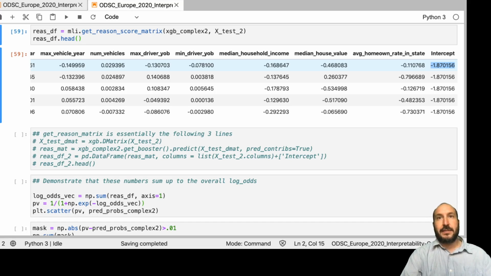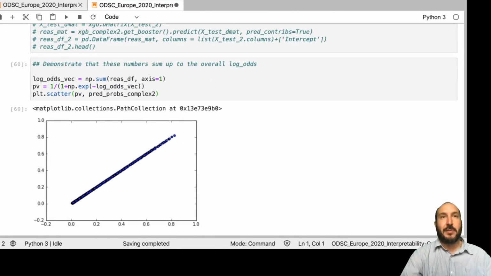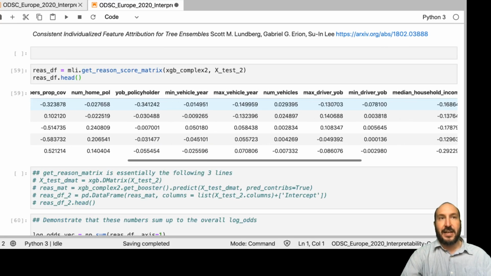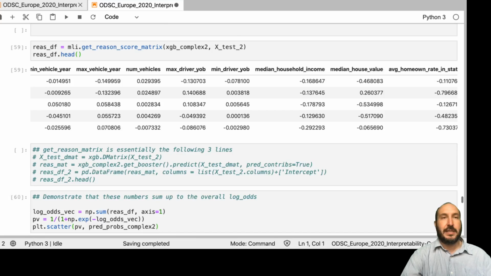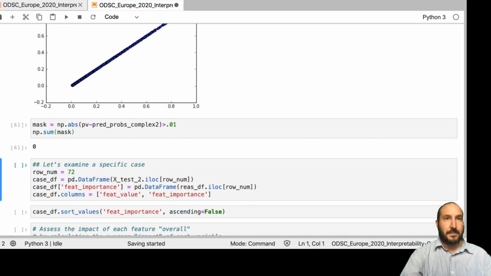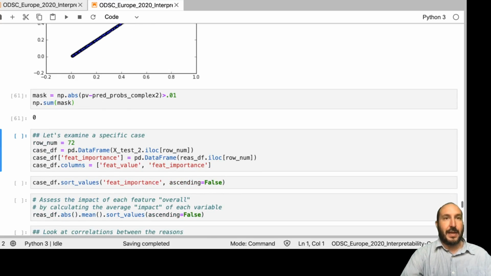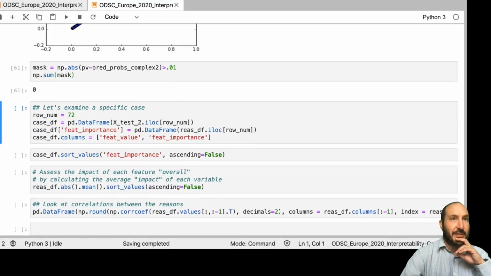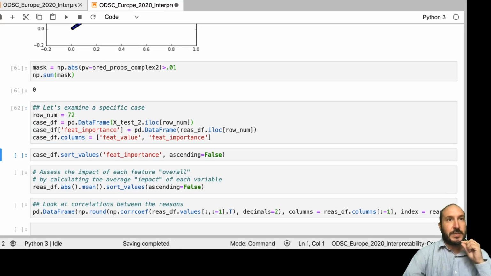And then these numbers for each feature give us how much adjustment to make for each feature. If I sum up these feature values across the row, including the intercept, I'll get the overall log odds. That's what this little calculation is going to show: I'm recovering the probability by adding up the log odds of all the pieces. Let's jump into a specific case. Hopefully this will help explain some of what we're doing here.